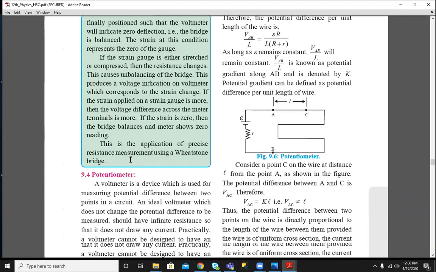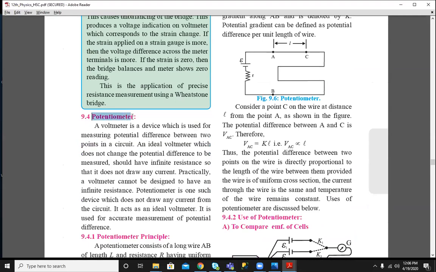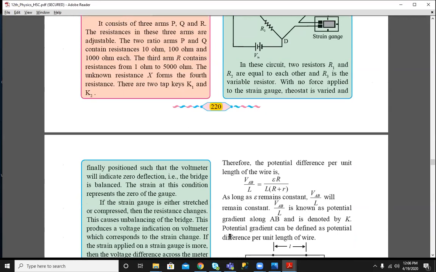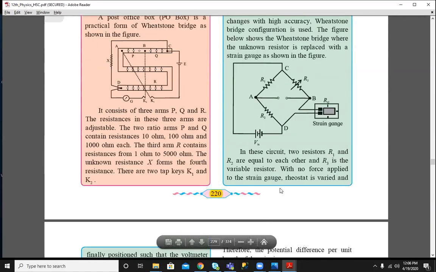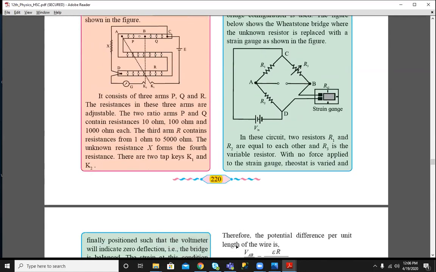The next topic we have is potentiometer. We will see it in the next lecture. Let's see the problems that we have, problems based on meter bridge.